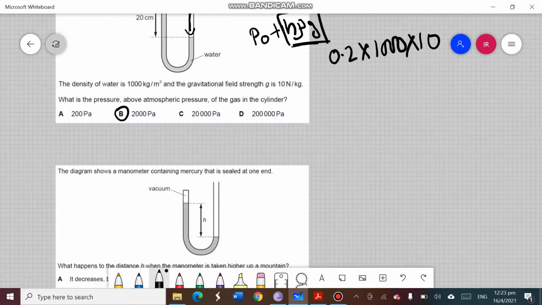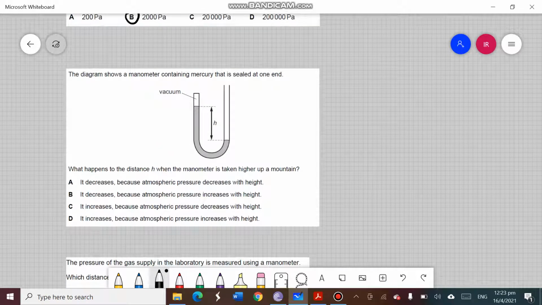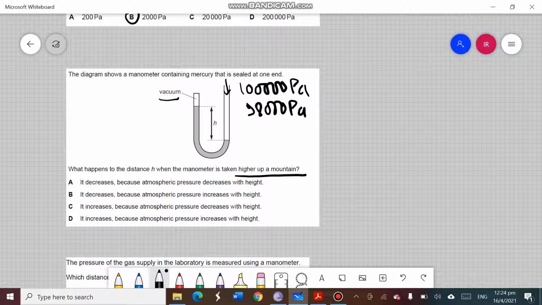Now the next one: the diagram shows a manometer containing mercury that is sealed at one end. So this side it's vacuum, so there is no pressure on that side. What happens to the distance h when the manometer is taken higher up a mountain? Now there is atmospheric pressure of say 100,000 Pascal. If you go higher up a mountain, the pressure decreases, right? Say it becomes 98,000 Pascal, for example. If the pressure decreases, what happens to this height? Of course the height decreases because atmospheric pressure decreases with height. It should be A, right?